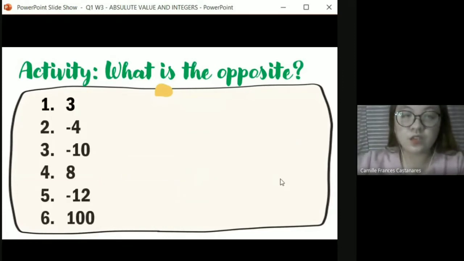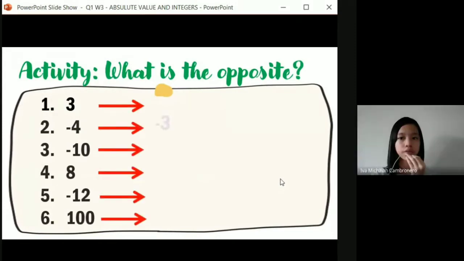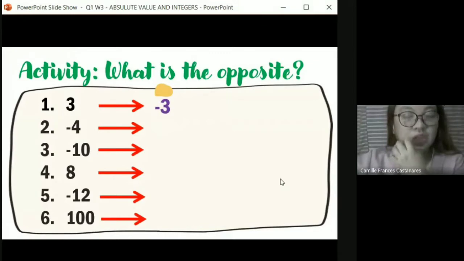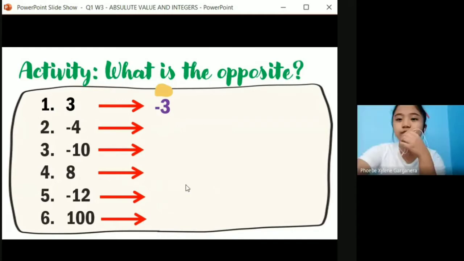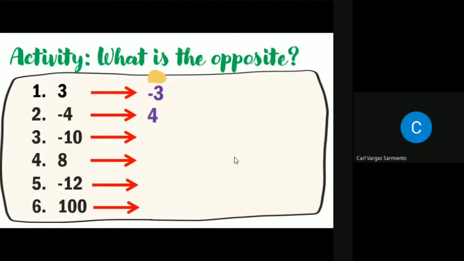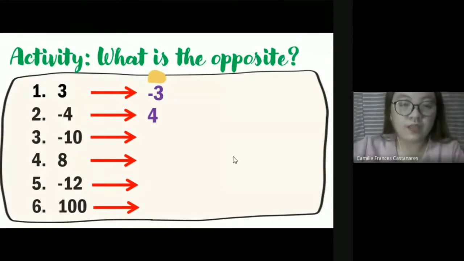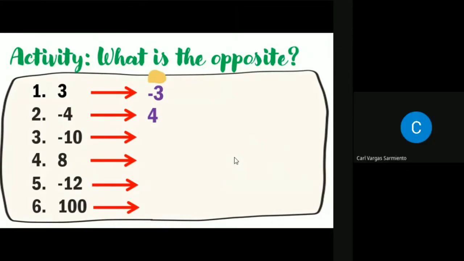So let's have number 1. What is the opposite of positive 3? Negative 3. Okay, very good. We have negative 3. Next, what is the opposite of negative 4? Positive 4. Next, positive 10 is negative 10. Number 4, positive 8 is negative 8. Okay.